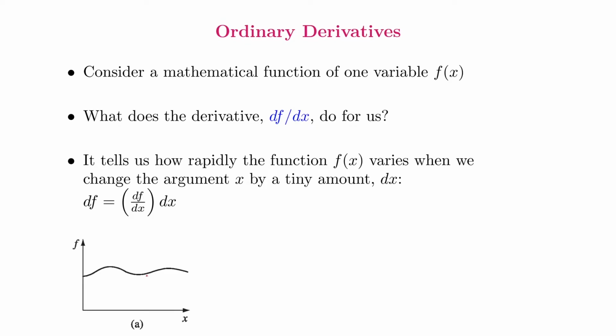For example, the function shown in this figure varies slowly with x, and correspondingly the derivative df/dx is very small. In the second figure, f increases rapidly with x, so that the derivative is large as you move away from x equal to 0. So the geometrical interpretation of the derivative is that it is the slope of the graph of f versus x.